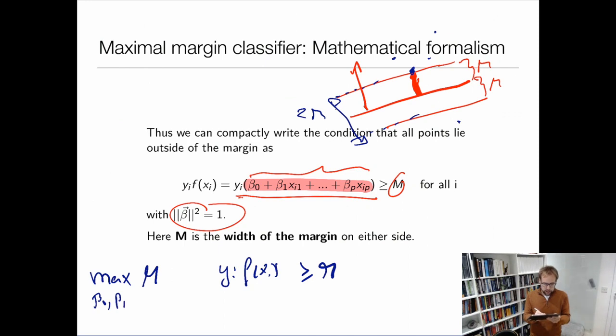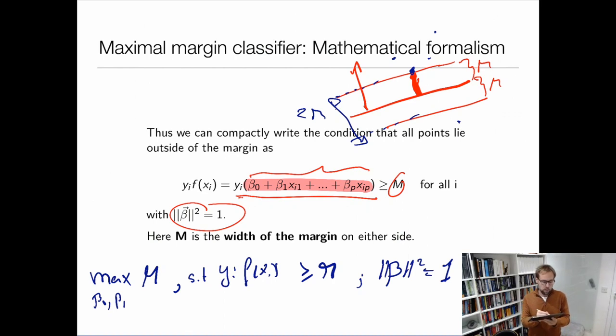such that all points lie outside of the margin. In particular, all points of label +1 lie outside of the margin on the one side, and all labels with -1 lie outside of the margin on the other side. And this is exactly given by this equation, assuming that beta is equal to 1 in length.